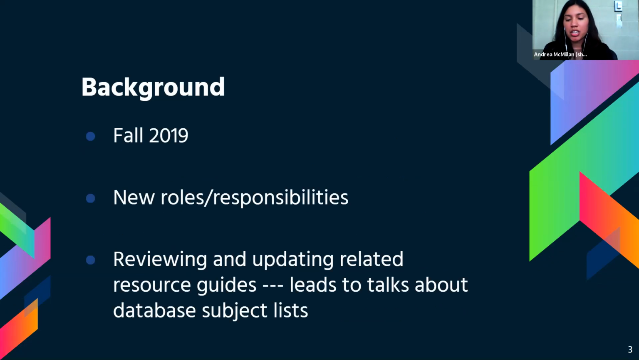So to get started in talking about the changes we advocated for within the subject database lists, here's a little bit of background to set the scene. The work we did happened during the fall semester of 2019. At that time, I was a little less than a year in my new role as the Chicanx and Latinx Studies librarian. And Eric's role had also expanded around that time from being the African Studies librarian to now including African American Studies, American Indian and Indigenous Studies, Asian American and Pacific Islander Studies, and Arab American Studies.